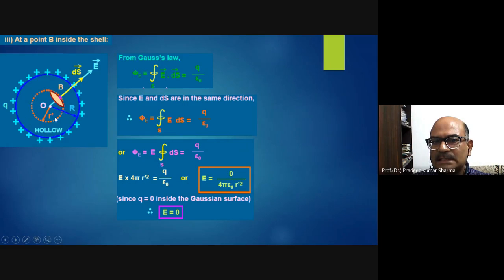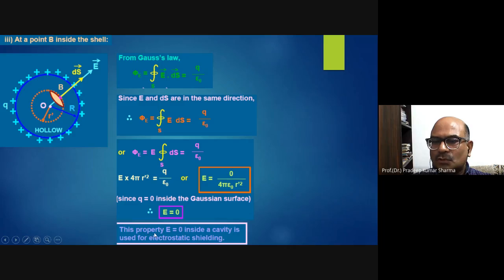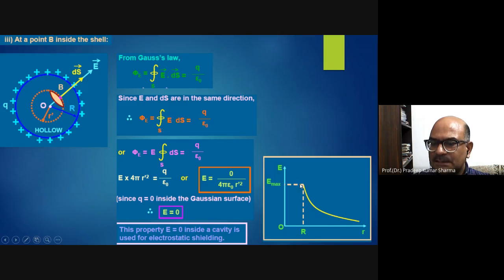But inside this Gaussian surface there is no charge. If there is no charge, then the value of Q will be 0. There is no charge enclosed. So E is equal to 0. This property, E equal to 0 inside a cavity, is also used for shielding, electrostatic shielding. And this is the graph.